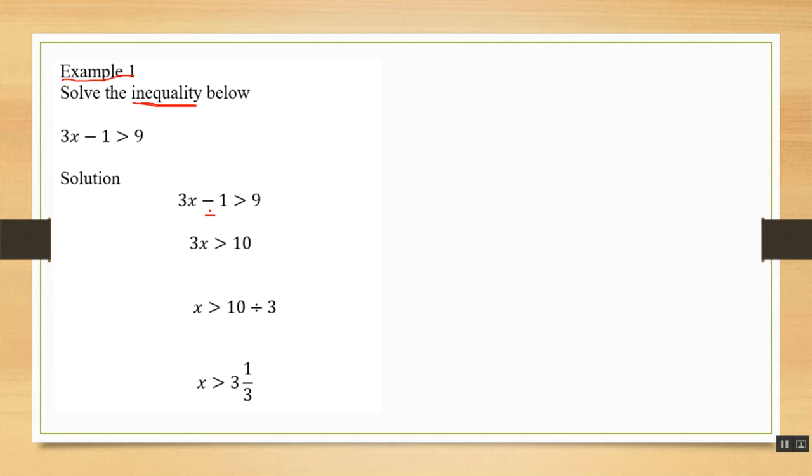So let's work out what to do. So add 1 to both sides. So 9 plus 1 is 10, minus 1 plus 1 is 0, so we have 3x is greater than 10. Then divide by 3. So 10 divided by 3 is 3 1/3. So x is greater than 3 1/3. So x equals 4 is a solution. 3 4s are 12. Take away 1 is 11. And 11 is greater than 9.